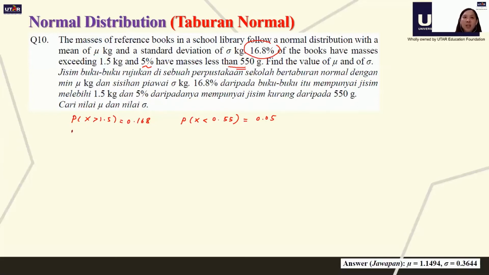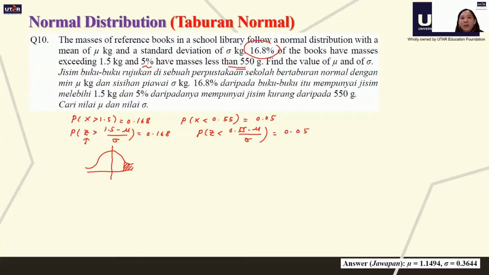But as we said, we will change to Z distributions. 1.5 minus the mean. I do not know what is that. Standard deviation is also unknown, 0.168. Same thing goes with this, Z, 0.55 minus the mean over standard deviations, 0.05. Okay, so as usual, when you reach Z, you will see your normal curve, right? Okay, this part, they want to find area more than this. So I will try to find the right-hand area because this one points to the right, right?